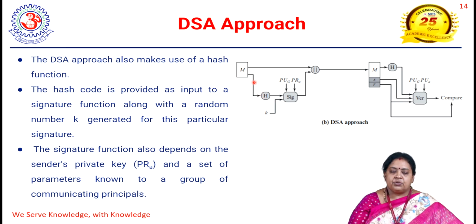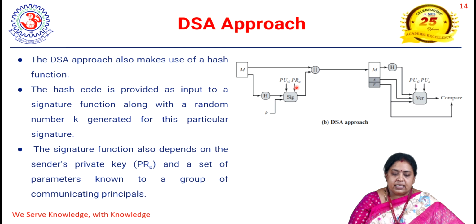What happens? The message is given to the hash function, and the output is a hash code. That hash code is given as input to the signature algorithm. In addition to the hash code, we are going to make use of the private key of the sender, and a set of parameters known as global public parameters. We will discuss how these can be derived.